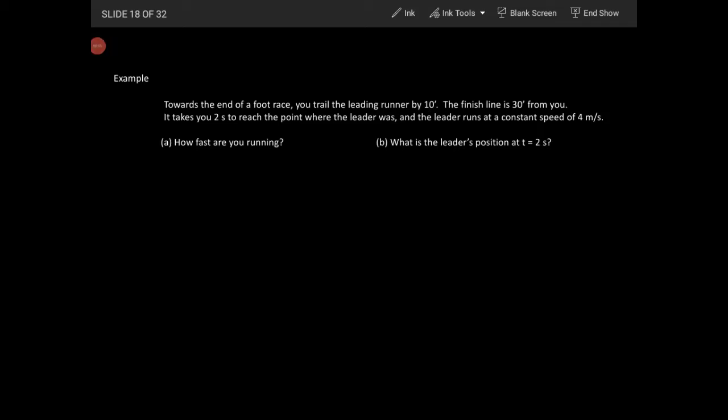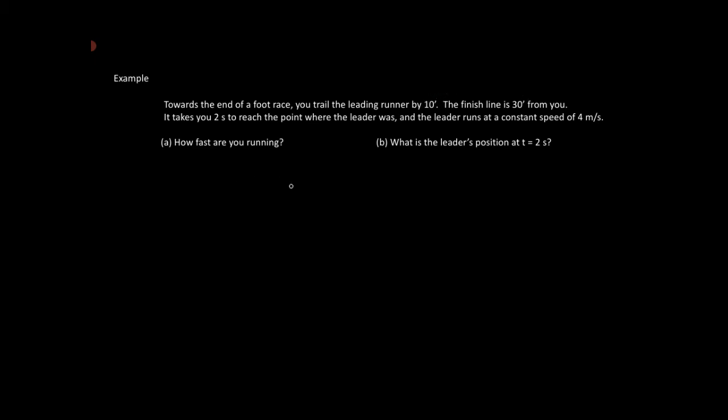Right, so let's begin this example at the end of the last example. In the last example we were running the split race, and we found that you were at x equals minus 30 feet, and the leader was at x equals minus 20 feet from the finish line.